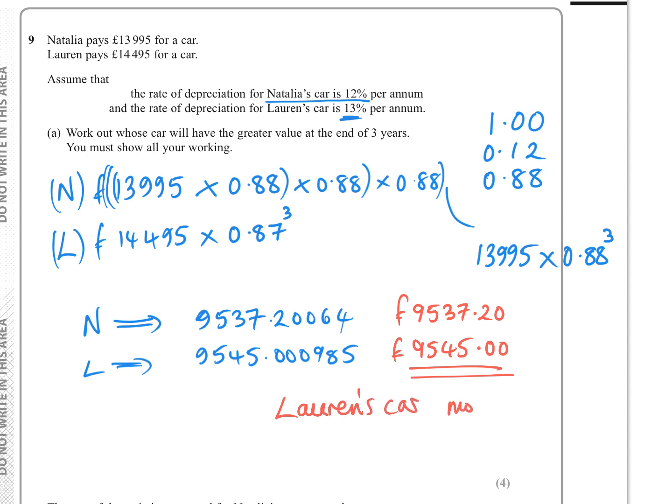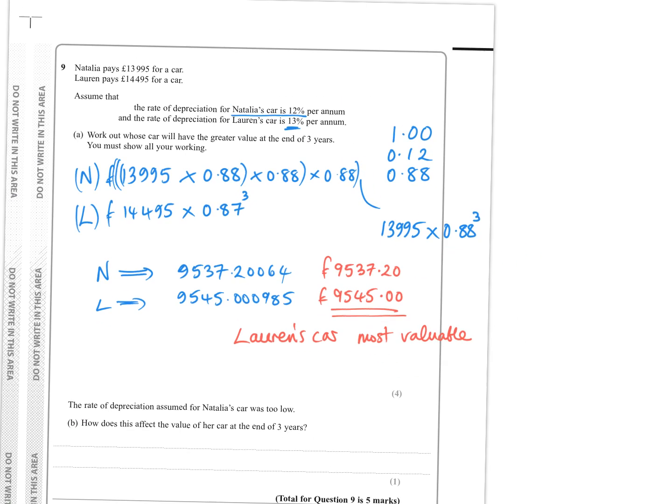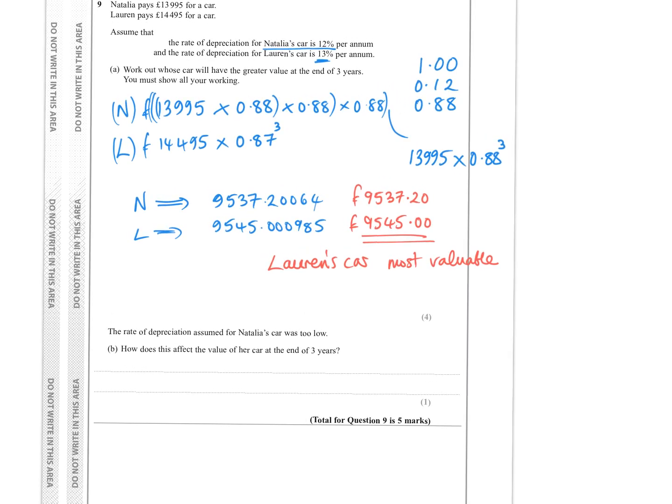Okay, and is there any more to this question? Let's have a look. The rate of depreciation assumed for Natalia's car was too low. How does this affect the value of her car at the end of 3 years?